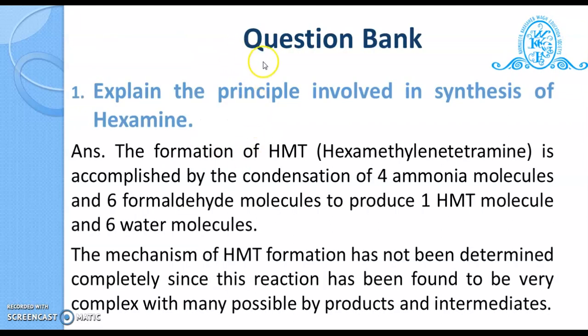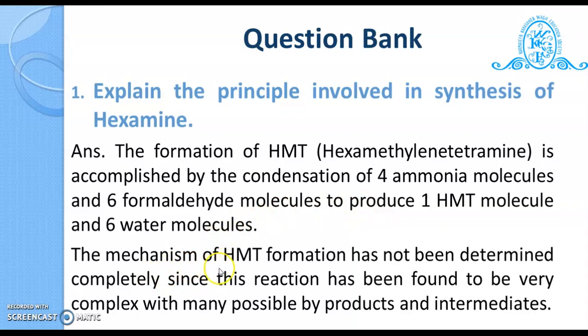Now let us see some questions which are useful for the synopsis and viva voce. First question is, explain the principle involved in the synthesis of hexamine. Answer: the formation of hexamine or hexamethylene tetraamine is accomplished by the condensation of 4 ammonia molecules and 6 formaldehyde molecules to produce 1 hexamine molecule and 6 water molecules.